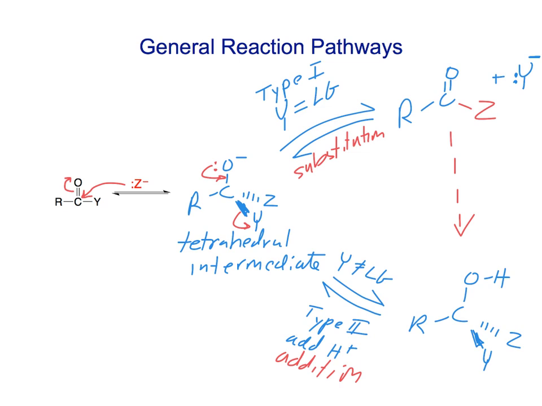So what did we learn before about the likelihood of direct substitutions at sp2 hybridized centers? If we have what we call a vinyl halide, so a bromide attached to an alkene, could we do SN2 type substitutions there? No, not really. And so what we end up having to do is go to this tetrahedral intermediate and then react from there. So we never do a direct substitution on that sp2 hybridized atom.